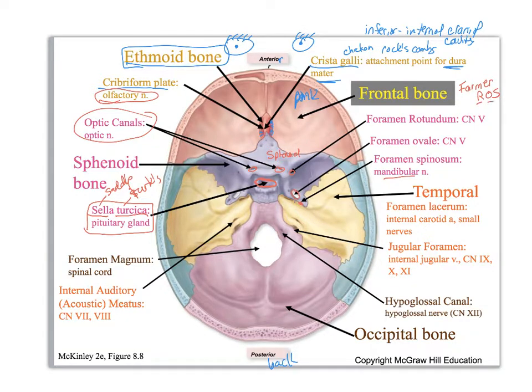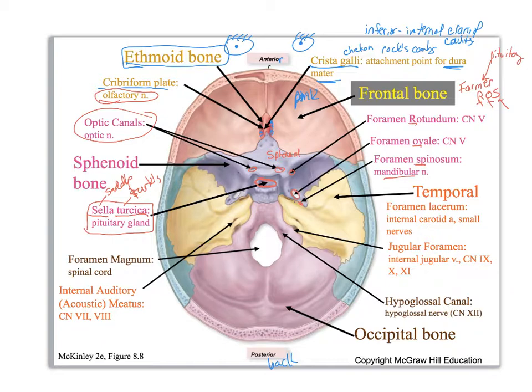Okay, R-O-S. Farmer Ross, he is the pituitary gland, sitting in the sella turcica. Rotundum is R, ovale is O, spinosum is S. So that's a trick for remembering that.